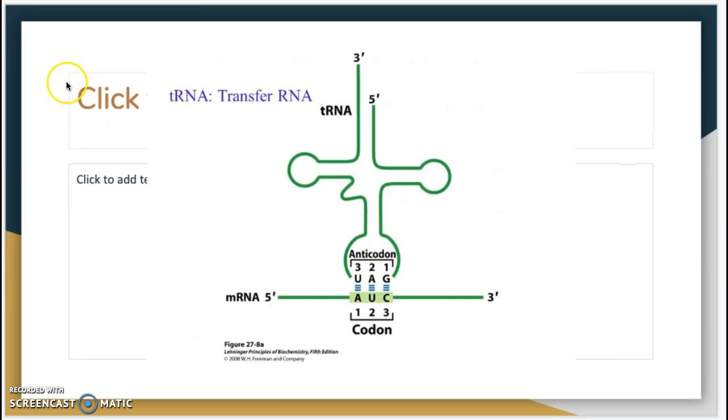So moving on, we're looking at the tRNA, and in this picture you can see the anticodon on the tRNA versus the codon on the mRNA. You see that the mRNA is in the 5' to 3', whereas the tRNA is anti-parallel and is in the 5' to 3' going the opposite direction.